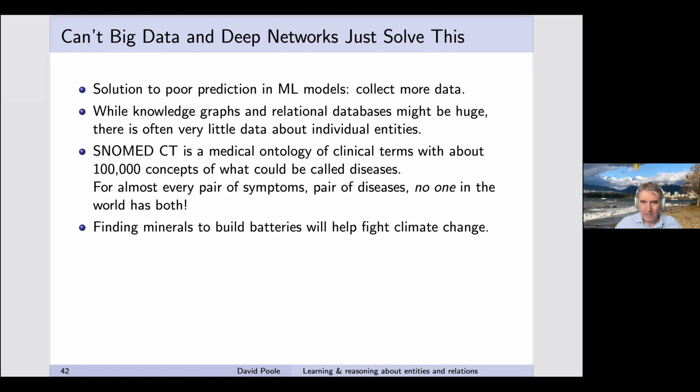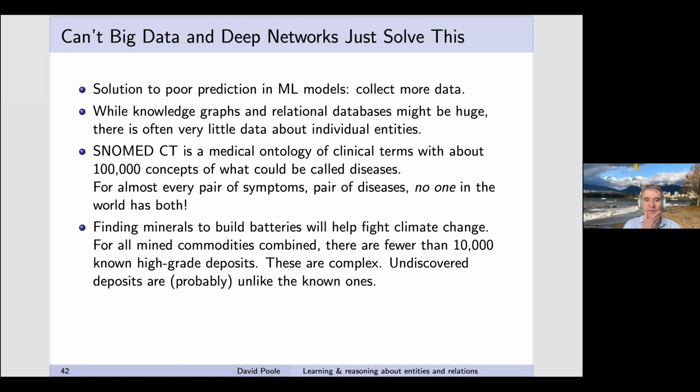Here's another example. Finding minerals to build batteries will help fight climate change. However, for all mined commodities combined, there are fewer than 100,000 high-grade deposits. And these are complex, and 100,000 is not really big data, particularly as these are about all mined commodities. For some of them, like cobalt, there's actually one. We know about one high-grade deposit of cobalt. And we also know that the undiscovered ones are not like the known ones. So we can't just throw big data at this and expect it to work.